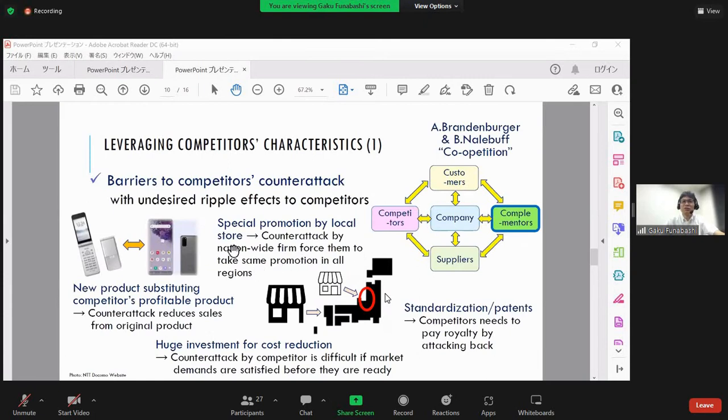So again, thinking about your business, thinking about your competitors, what is the condition that your competitors have difficulty to compete with you, to do the same action as you do? This is leveraging competitors' characteristic. Is it clear, Mr. Katia, or do you have further questions?